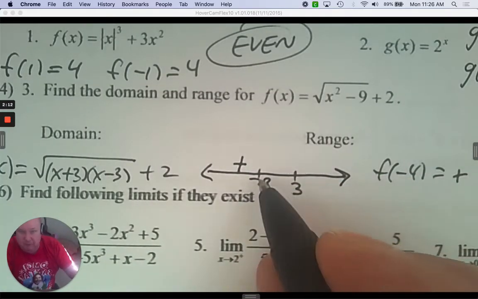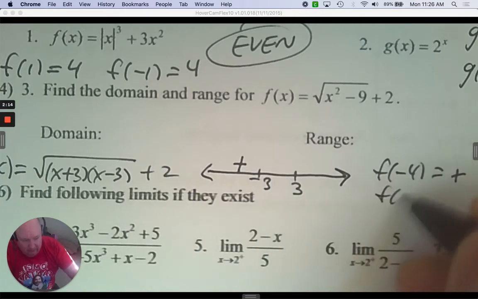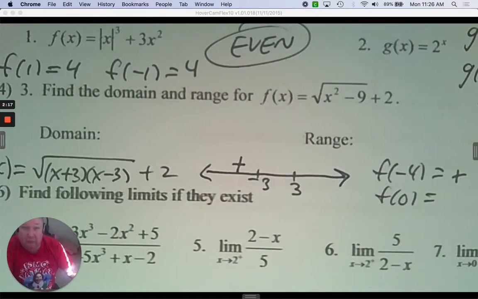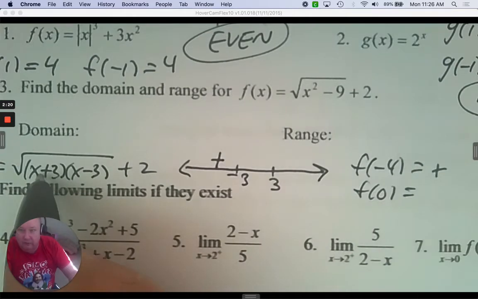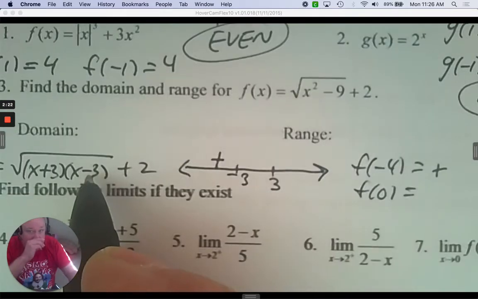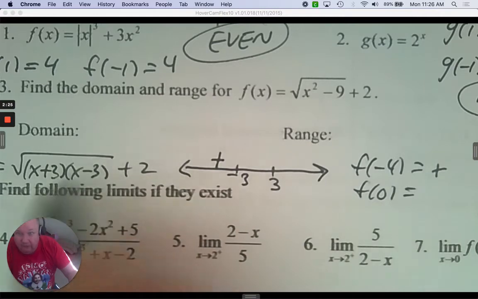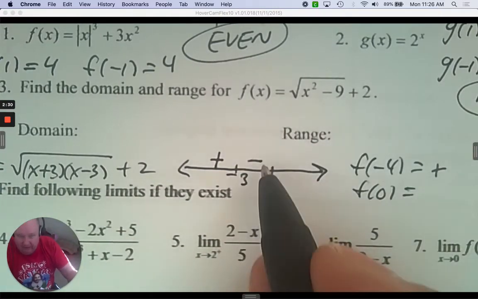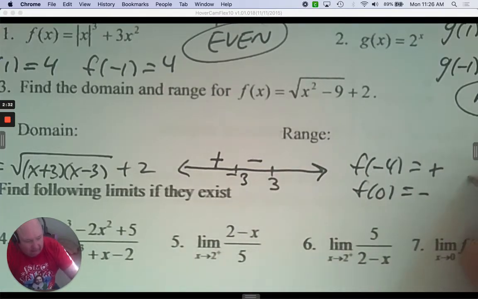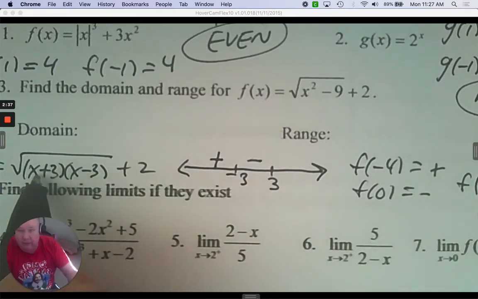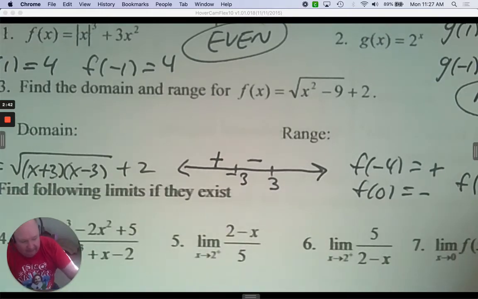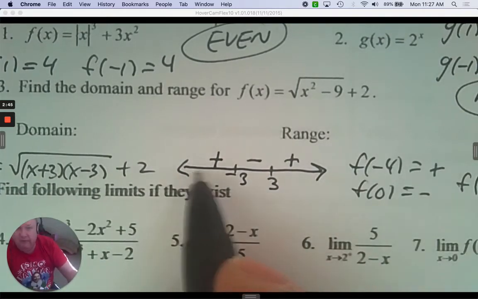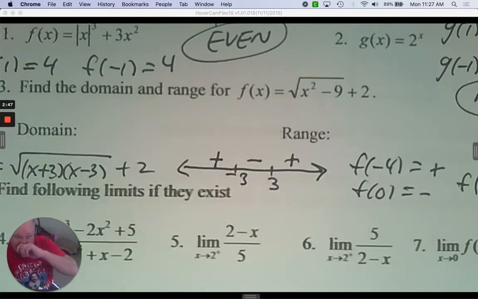Pick a number between -3 and +3. So take 0 and do the same work. So if you plug 0 in, you get a positive times a negative, and that gives you a negative answer. So the square root of a negative number is imaginary, and so we don't want the interval that's negative. Plug in a number greater than 3, and if you plug in +4 or any number bigger than 3, you get a positive times a positive, so that is a positive interval. By doing the intervals, you can see where the domain exists and where the restriction is.